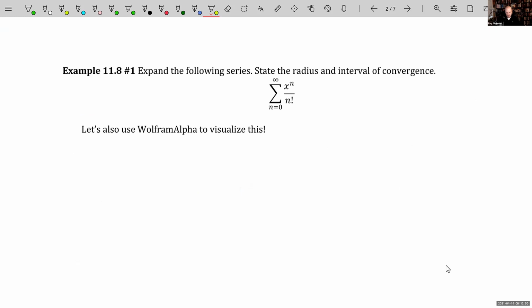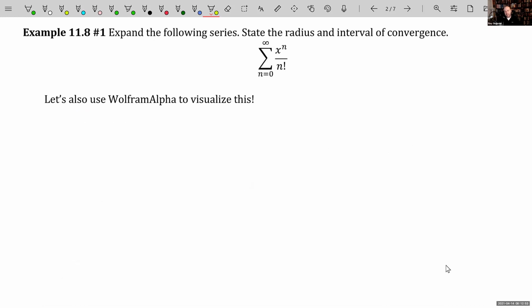So let's expand the following series. I say use Wolfram Alpha. I'm going to use Desmos to visualize this. So expand the following series and state the radius and interval of convergence.